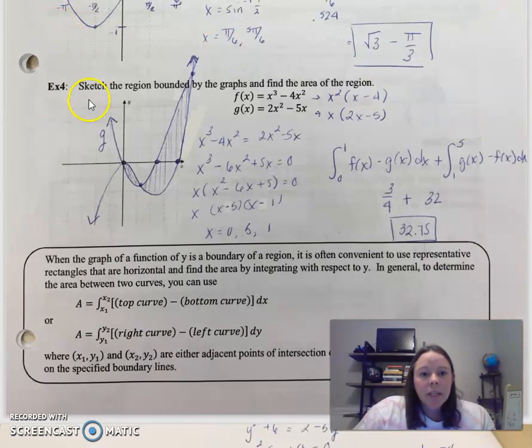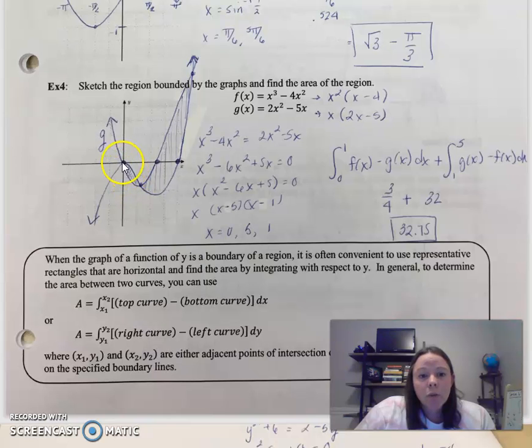All right, next one. Sketch the region bounded by the graphs and find the area of the region. All right, so here's where it just gets a little more complicated. So we graph the two functions, okay? And we notice immediately that, hey, we have two regions that we're working with. When that happens, you will have to break it up into two separate integrals. So that's what I've done here.